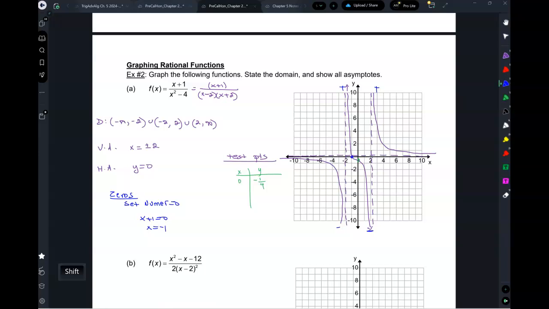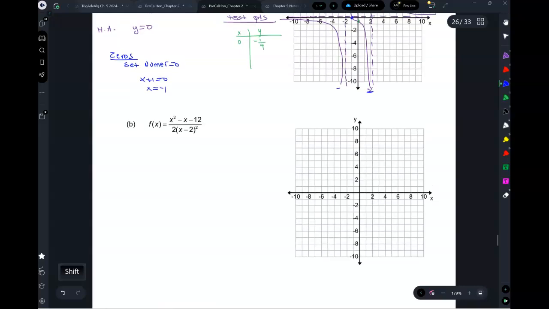Let's do number 2. Okay, why don't we do the second one? Let's factor first because everything comes from factoring. What is this? That's right. 2x minus 2 squared. So for the domain, we just can't have a 2, so negative infinity to 2, 2 to infinity.